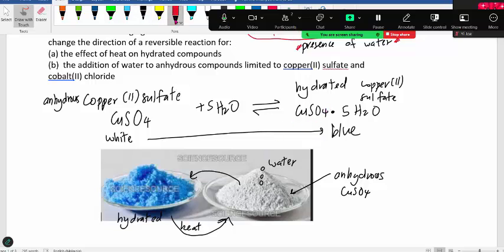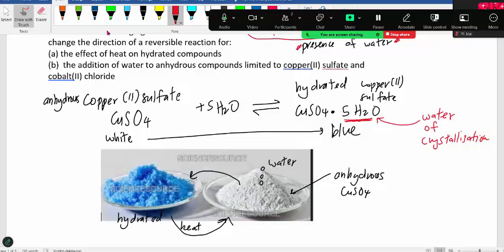Okay, now, a few things that you need to understand. What does the 5H2O mean? What is it known as? This is known as the water of crystallization. It's not just a random number. Okay, it's called water of crystallization. You need to know the name.